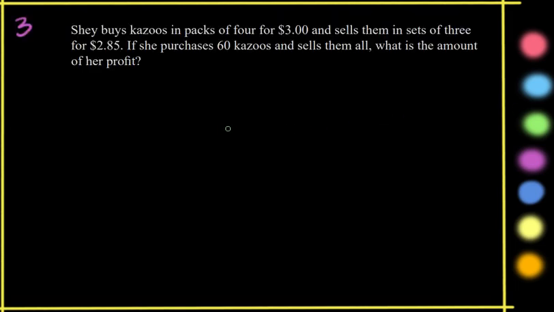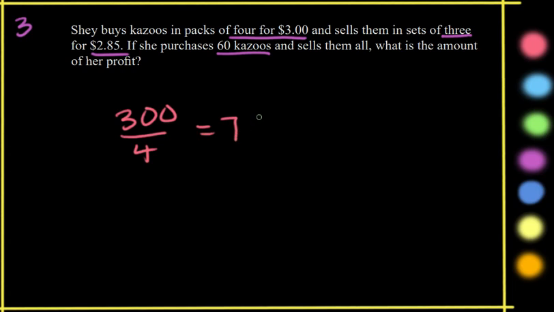This one says, Shay buys kazoos in packs of 4 for $3, okay, and sells them in sets of 3 for $2.85. If she purchases 60 kazoos and sells them all, what is the amount of her profit? Okay, so first of all, how much is she paying for each kazoo, basically? So $3, that's 300 cents. 300 cents divided by the number of kazoos she gets, which is 4. That's going to be 75 cents that she's paying on average for each kazoo.